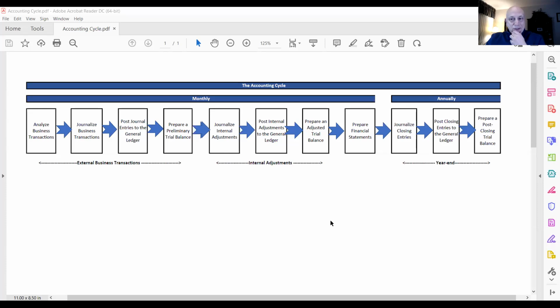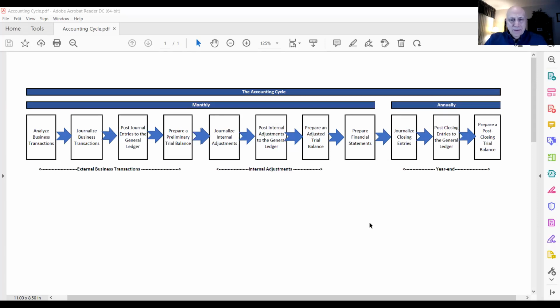If I call up the accounting cycle with you one more time, we'll just look at that real quick. Let's call it up, share my screen with you, and you should see the accounting cycle on the screen here. And we see that at the end of the period, we have the annual portion of our accounting cycle. Every year we do our closing entries. We post these closing entries to our ledger to get our post-closing trial balance. So we're going to walk through this process.